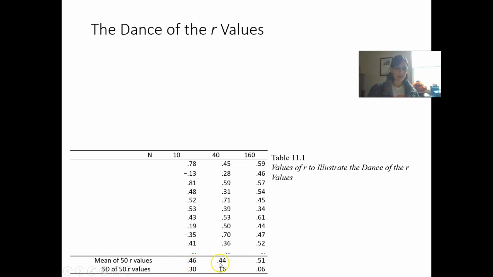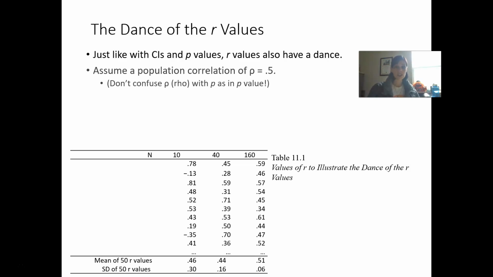Here, again, we've got some variability, but as we get more people drawn from our sample, you're going to see that we're hitting closer and closer on that true population value. And notice that our standard deviation has considerably gotten smaller as well. So just like with confidence intervals and with p-values, our values will also have a dance. So the correlation coefficients are also subject to this dance. So the data here is corresponding to a rho of 0.5.